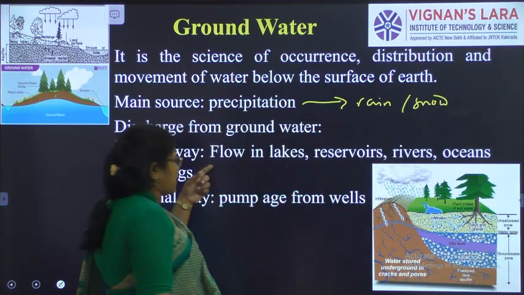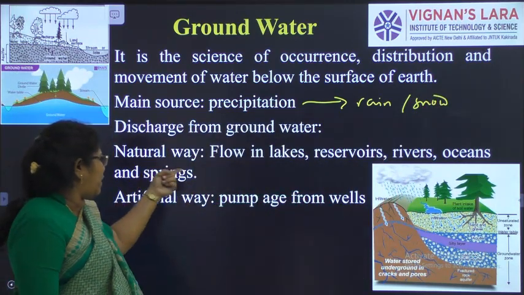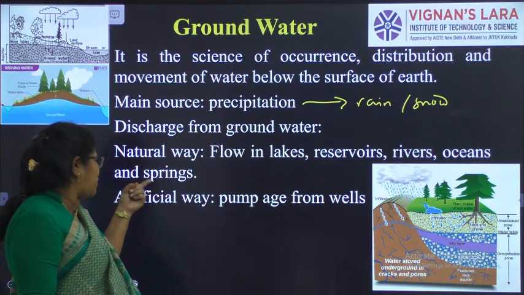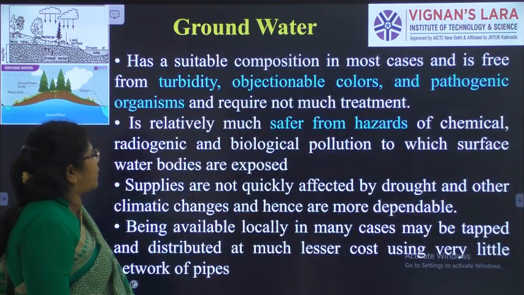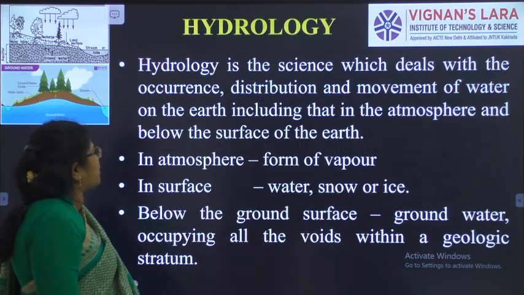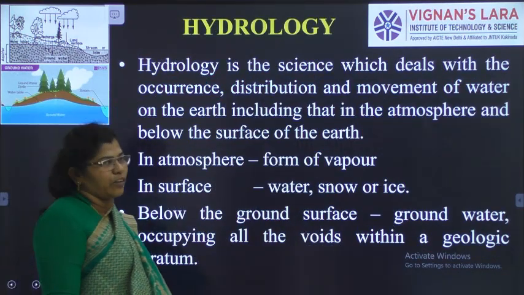The discharge of groundwater will be mainly from the flow in lakes, reservoirs, rivers, oceans and springs. Artificial discharge is the pumpage from wells. Already we have seen the properties and why we are using them. Now we go for hydrology.